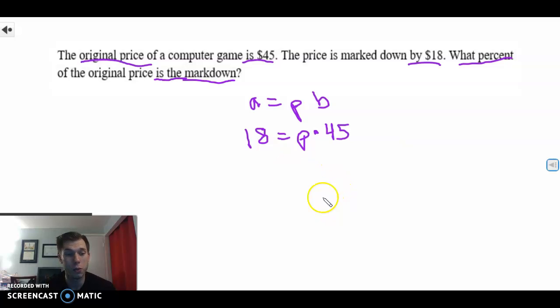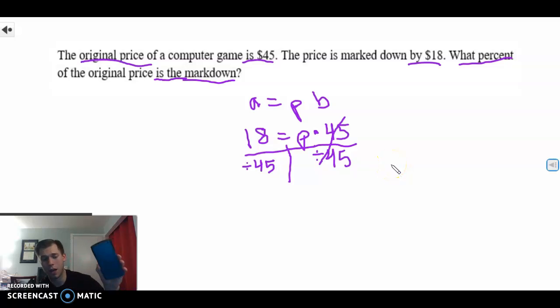Alright guys, to do this, we're going to have to set up our handy dandy T-chart. Okay. We have to get the variable P by itself. We have a multiply by 45. The only way that we can do that is to divide by 45 and get rid of that. So we have divide by 45. That cancels out the multiply by 45. Whatever we do to one side of the equation, we have to do it to the other. Alright, now we're going to take out our calculator and figure out what 18 divided by 45 is.